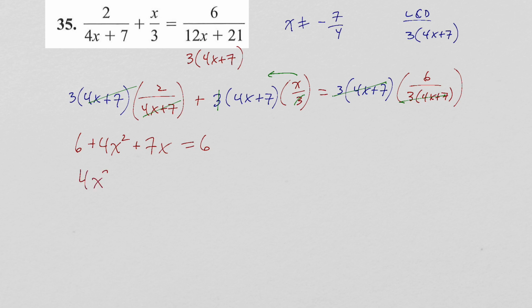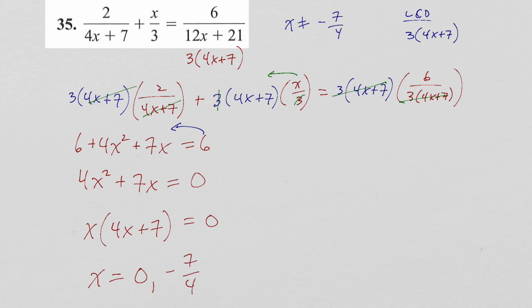So we're going to have 4x squared plus 7x, and I'll move this over by subtracting, and I'll get 6 minus 6 is 0. So that term disappears, and now it's equal to 0. We have a GCF here of x. So let's start by taking out the x, and I'm left with 4x plus 7. So x is going to be equal to 0 from this, and negative 7/4 from this. Now when I look back at my restricted domain value, x could not be negative 7 over 4. So this has to be thrown out. But we still do have a valid solution. So x is equal to 0. And that's it.